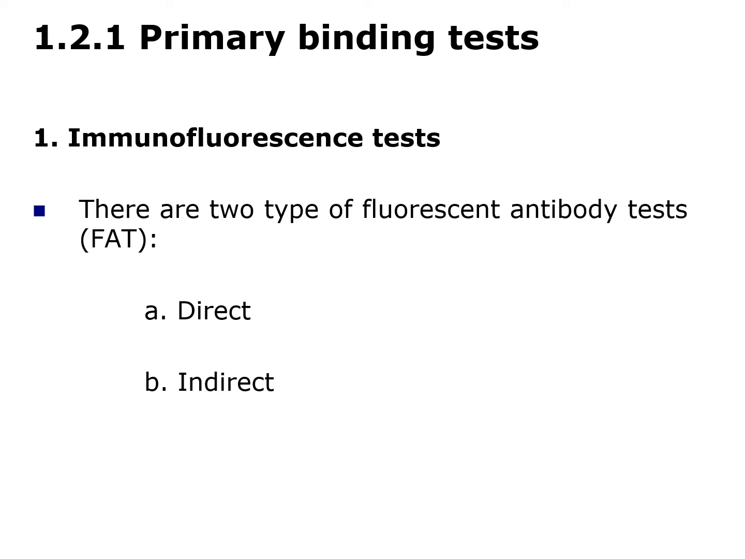Right, so let's have one immunofluorescence test. Right, so there are two under this category, FAT, fluorescence antibody tests, direct and indirect. So more or less you have an idea what we are trying to test for, antibody.